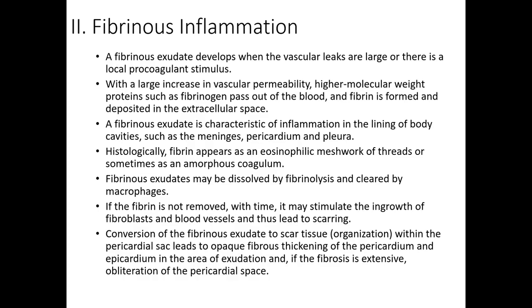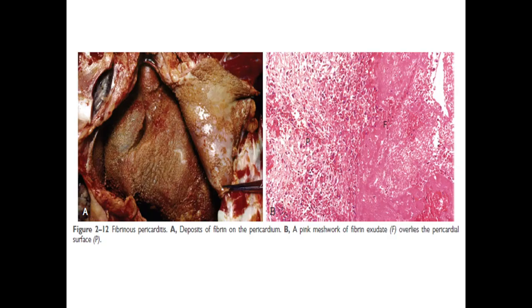This is the pericardium with fibrinous exudate, a deposit of fibrin on the pericardium. All these purple dots are the fibrin deposit on the pericardium. And here on the right side is a histological section showing a pink meshwork of fibrin exudate. This is pointed by F, and it overlies the pericardial space, indicated by the letter P.